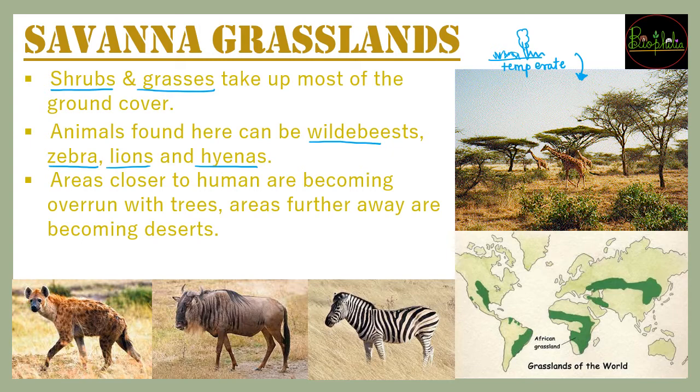So since these grasslands are going to be much more closer to human surroundings, these are going to be overrun with the trees, and these further are going to become deserts अगर उन्हें बचाया नहीं जाए. Since यहाँ पे grasslands के साथ trees भी उगते हैं, shrubs भी है, little bit of herbs as well. So human is very much interested to destroy this particular area.